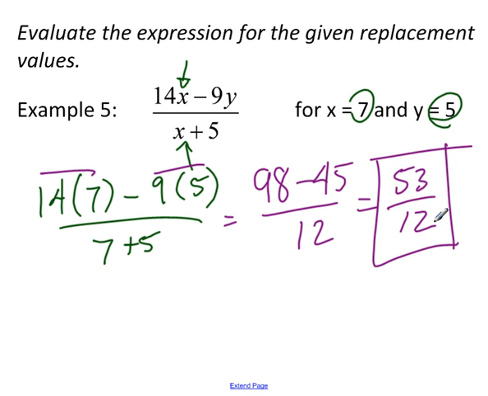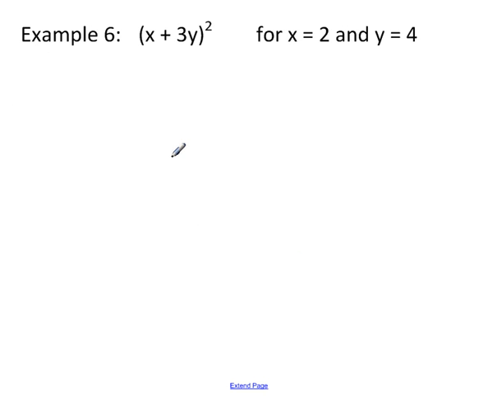Leave your improper fraction. Changing it or writing a decimal is just doing more work to make it a little bit less perfect. Improper fractions are awesome things. Leave them alone. Alright, so my x becomes a 2 and my y becomes a 4 squared. What are we doing first here?